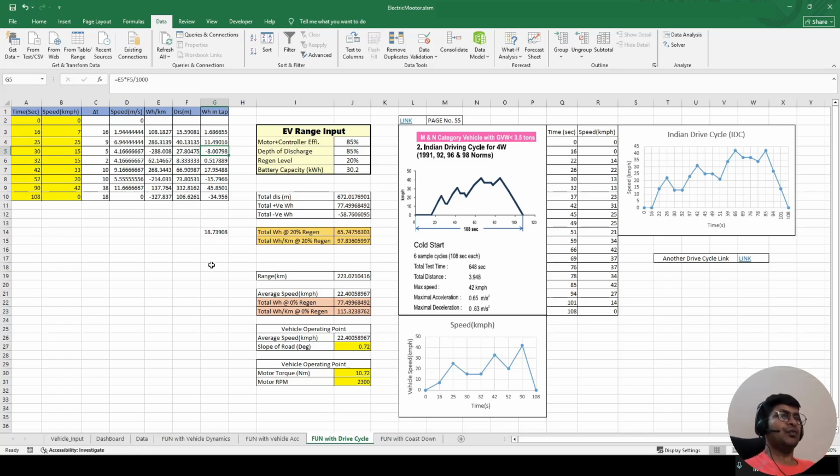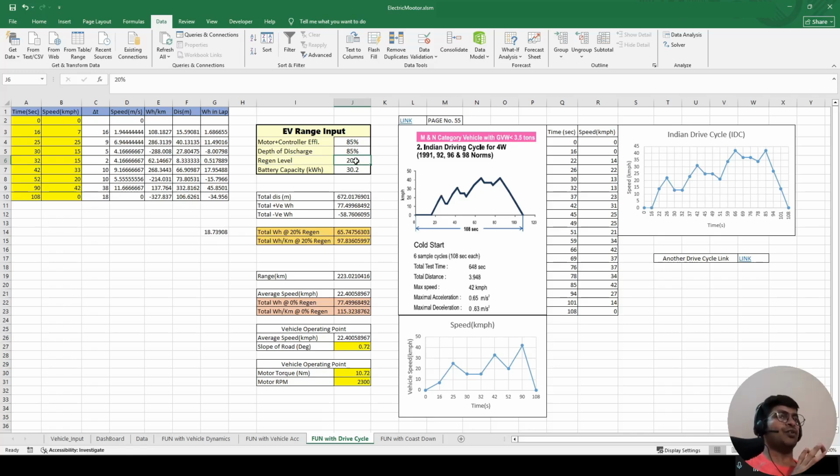So here we consider 100% regenerative, but in all practical sense, it is just 20%. Only a few people or companies have achieved 35% regenerative braking, and this could be a research topic for you, to find how to achieve 100% regenerative. But till then, the practical regenerative braking that we can assume is 20%. So that's what I have assumed here: the regenerative level is 20%.